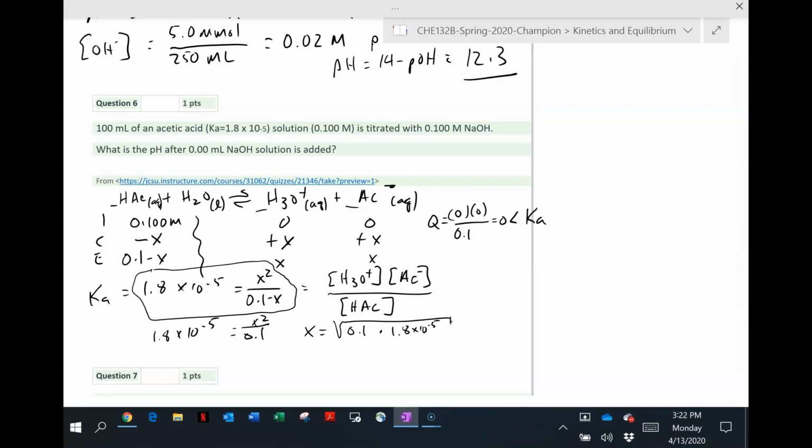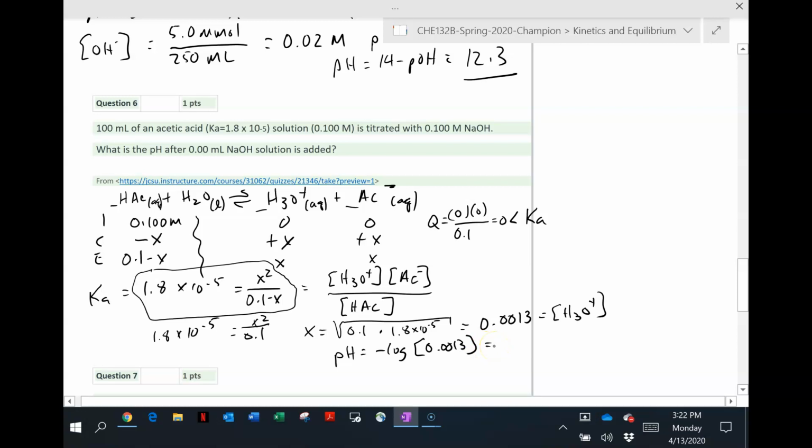Let's see, 1.8 E negative 5 times 0.1, square root, right, that's 0.0013. That is our concentration of hydronium ion, among other things. It's also the concentration of the acetate ion, but we want the pH, so we'll say pH is negative log of the 0.0013, and so that pH comes out to be 2.87 for that weak acid.